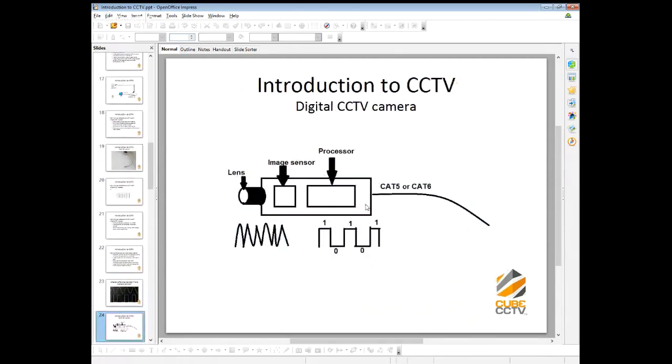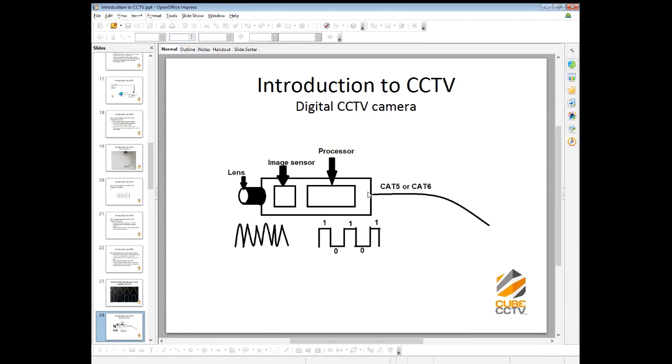Right, so let's look at an installation of an IP camera. It's exactly the same camera. It's got an optical lens which takes the light and the image. The sensor will process the picture. It's all analog, and it has a processor inbuilt. We then convert the analog signal into digital. So now you can connect the Cat5 cable.